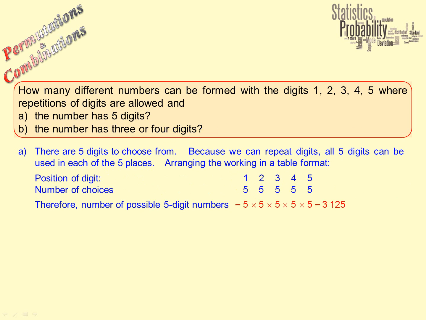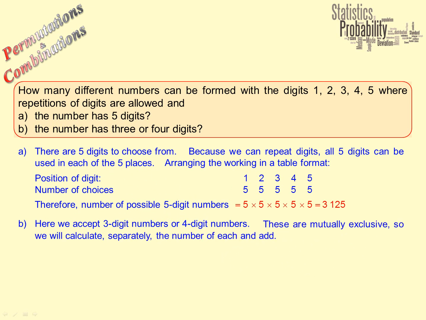Next one, the number has 3 or 4 digits. Now we cannot have both 3 and 4 digits. We've got to have 3 digits, and if they're 3, then we can't have 4. If they're 4, we can't have 3. So these are mutually exclusive. And with mutually exclusive cases, we calculate the number in each and add.